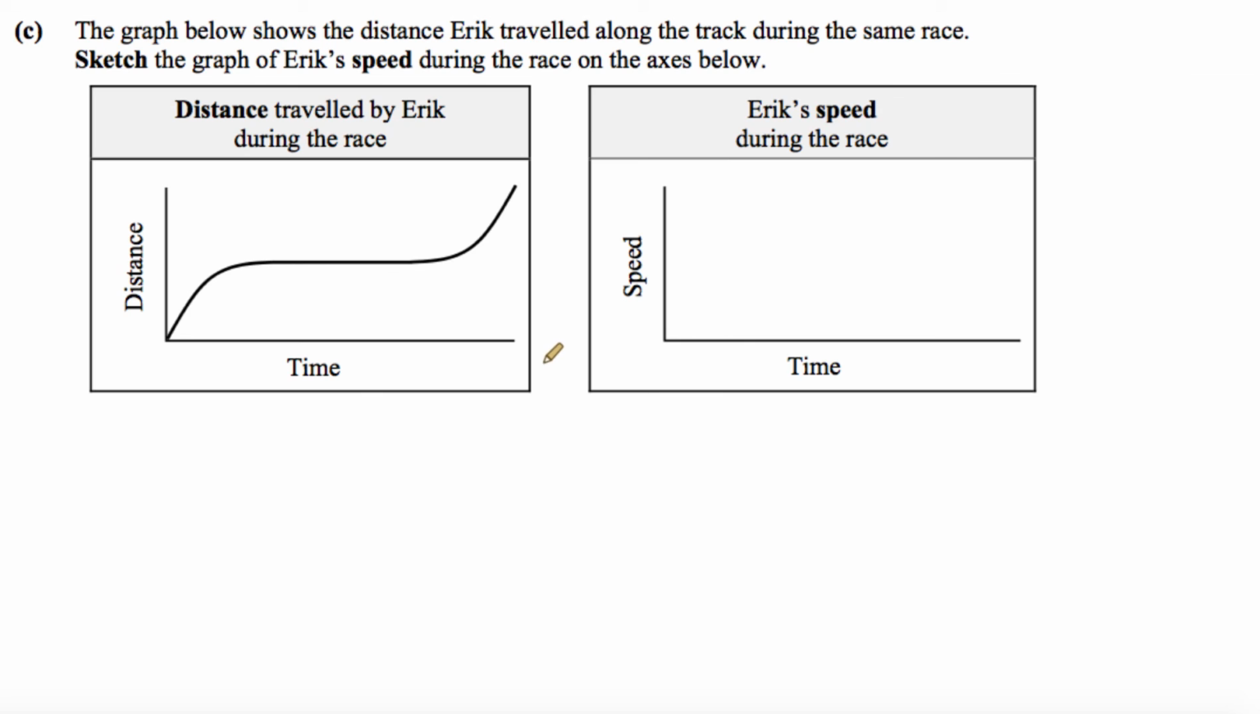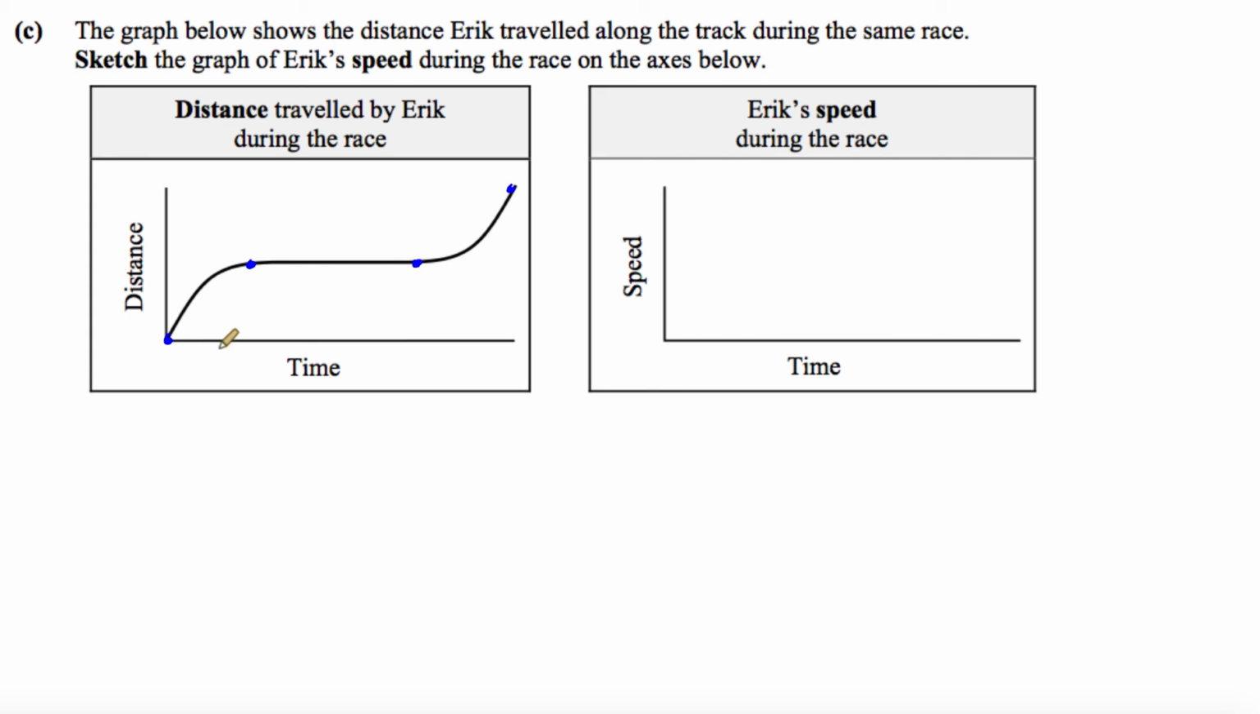Okay, so part C says the graph below shows the distance Eric travelled along the track during the same race. So here's the graph of Eric's distance versus time. And we're asked to sketch the graph of Eric's speed during the race on the axes below. So we can see here that there's three main regions. That's the first region from this blue dot to there. Then we've got the second region here, and then the final region.